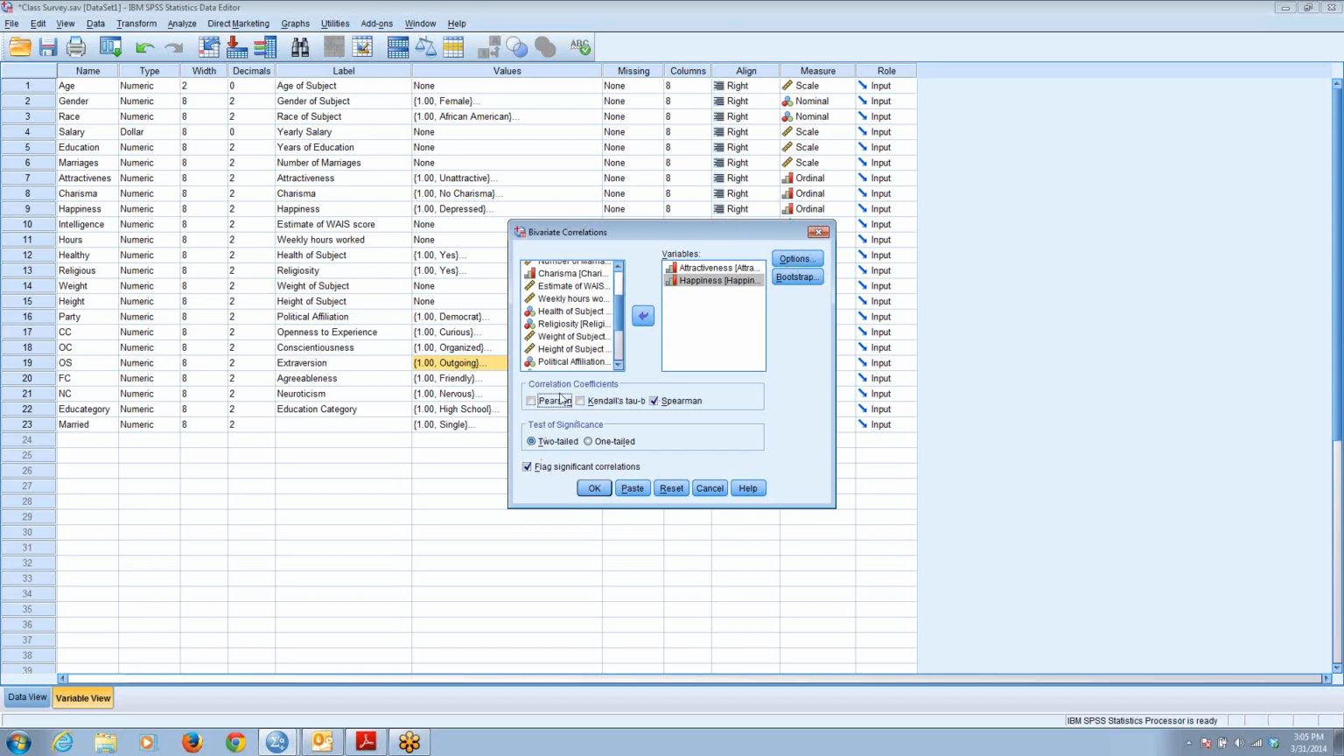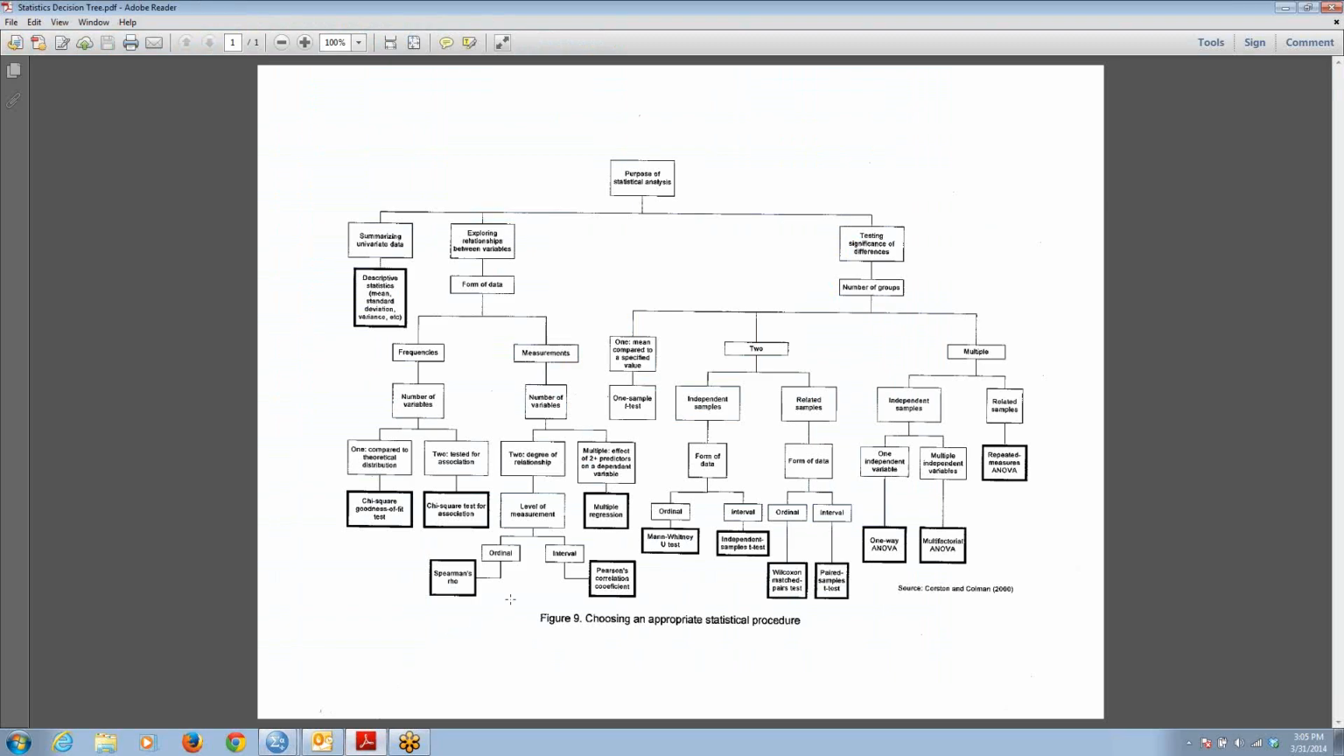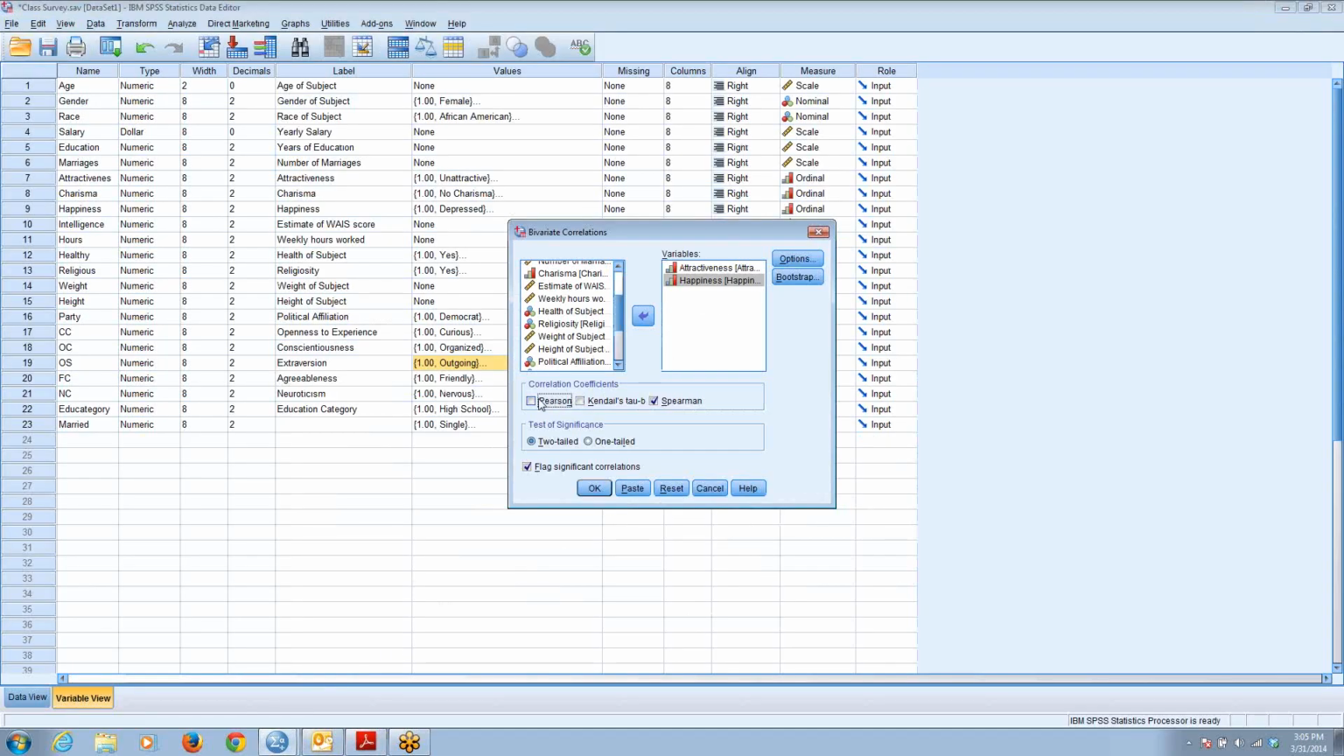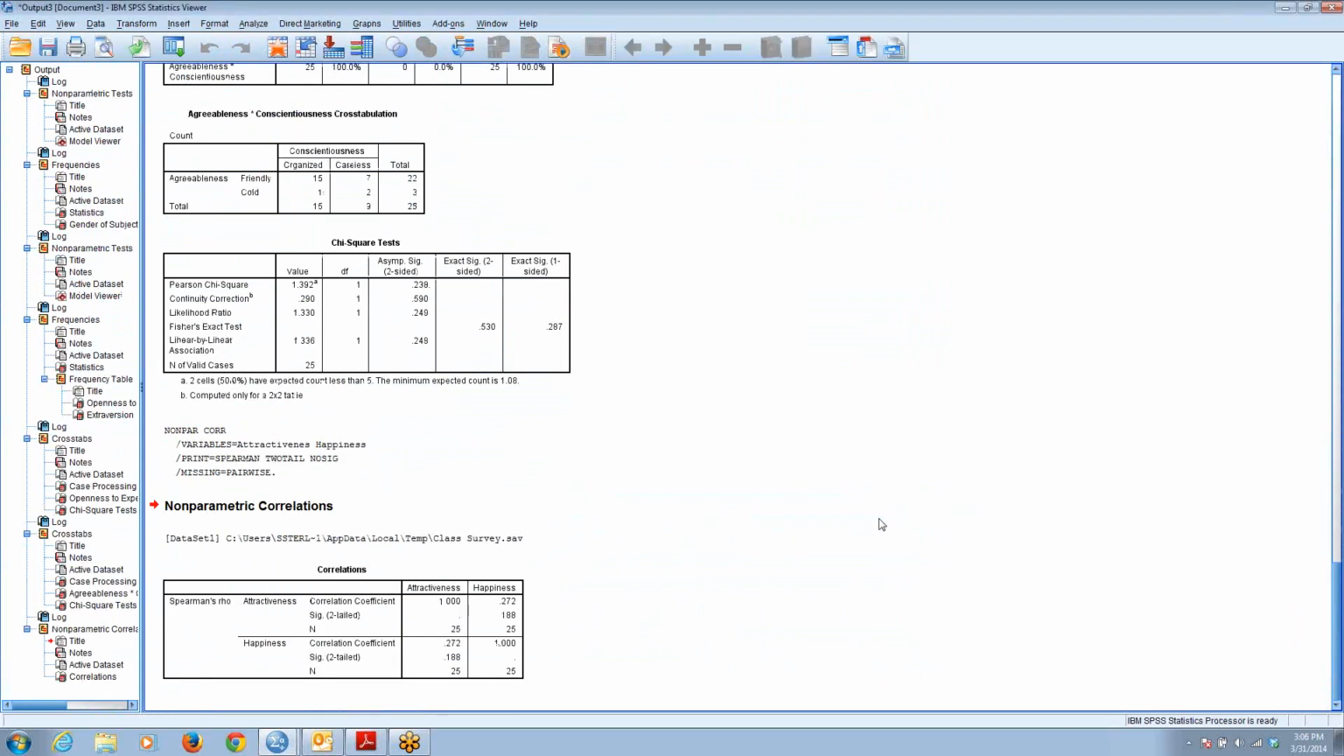Okay, I don't know if you guys noticed me doing this. I just want to be very clear that I chose Spearman because these are two variables that are both measured ordinally, and that led me to Spearman. So that's why when I was setting up my box here, I unclicked Pearson, which is the default, and I clicked Spearman. Okay, and then I click OK, and let's see what we get.